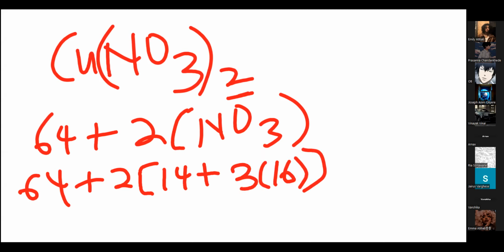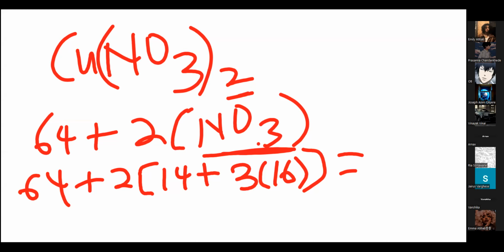Then you add everything. Or you can add everything in the nitrate first, and when you're done, multiply by 2, then add it to the 64. Whatever way you think to do it. But this thing is very, very important. Calculating molar mass can mess you up. All right, now let's go on.